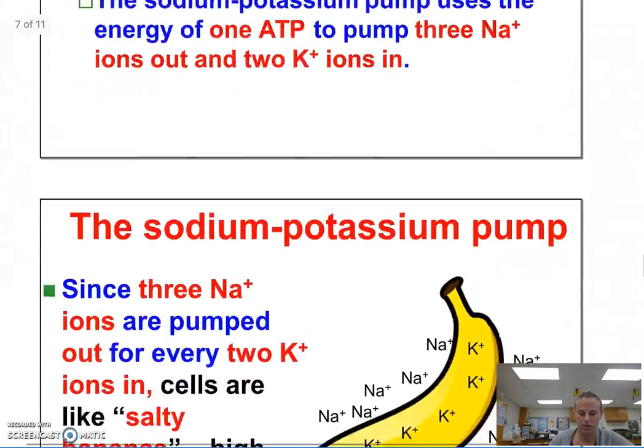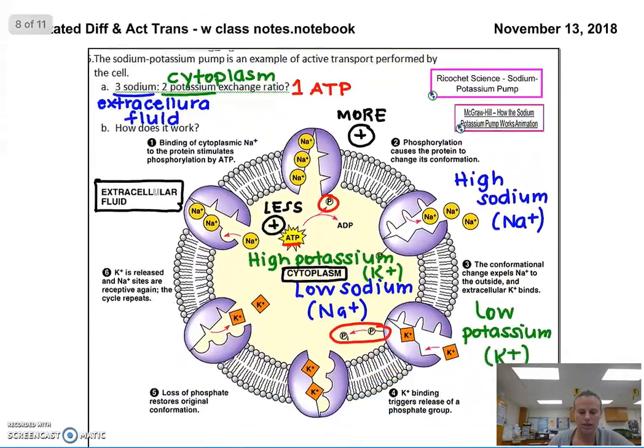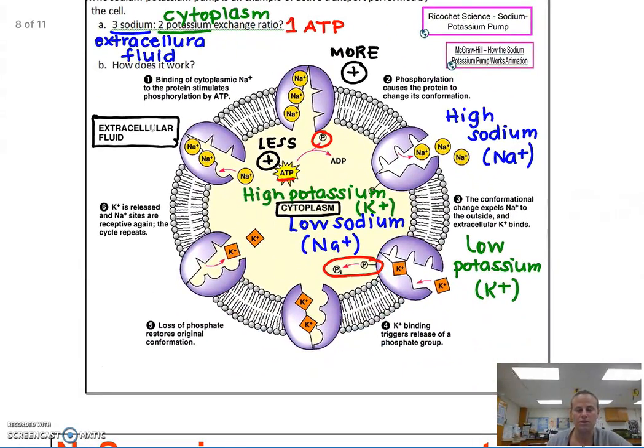So how does this sodium-potassium pump work? Let's go through it. First of all, a couple of things to point out in this diagram. Before we even got to the diagram, I showed these two videos which help you conceptualize what's going on. This is the extracellular fluid and this is the cytoplasm. In other words, this is the plasma membrane that's around this cell. Inside the cell, I have a high potassium concentration and a low sodium concentration, and outside of the cell, I have a high sodium concentration and a low potassium concentration.